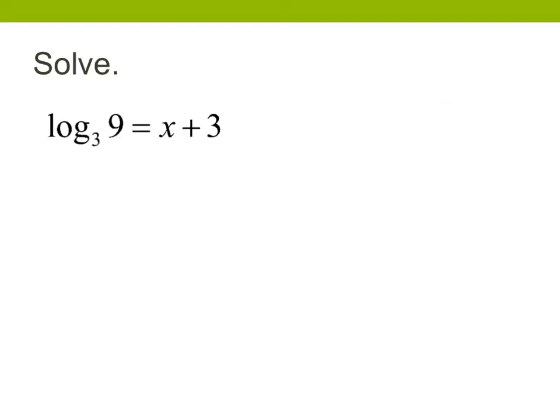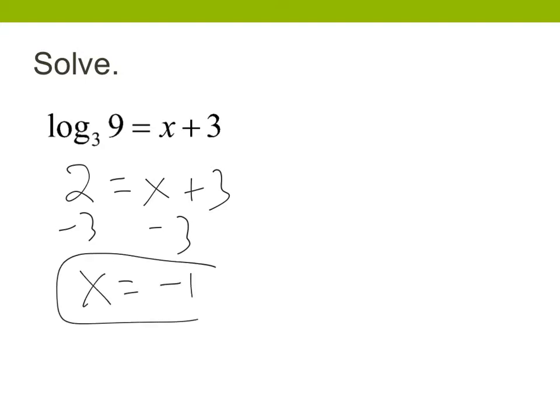Alrighty, now we got some more solving with logs. We got log base 3 of 9 equals x plus 3. Well, log base 3 of 9, I know that's just 2, so 2 is x plus 3. And then if I subtract, I'm going to get x equals negative 1.